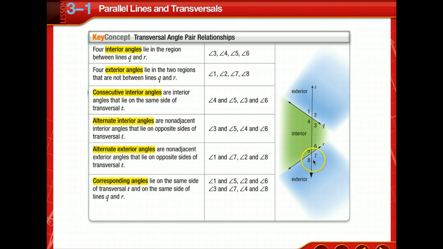And finally, there are the corresponding angles. They lie on the same side of the transversal and on the same side of lines Q and R. So 1 and 5. See, they both lie on the top left of Q and R. So 2 and 6 are corresponding. 4 and 8 are corresponding, and 3 and 7 are corresponding. Make sure you have all that in your notes. You're going to need that for your assignment.